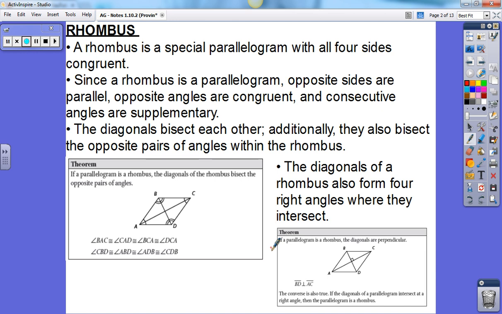Lastly, the diagonals of a rhombus form four right angles. And that would be shown right here. So basically the diagonals are perpendicular if it's a rhombus.